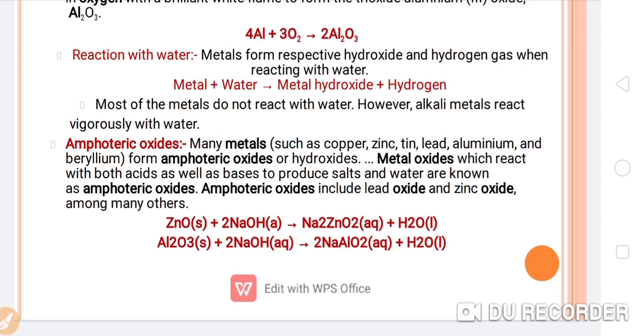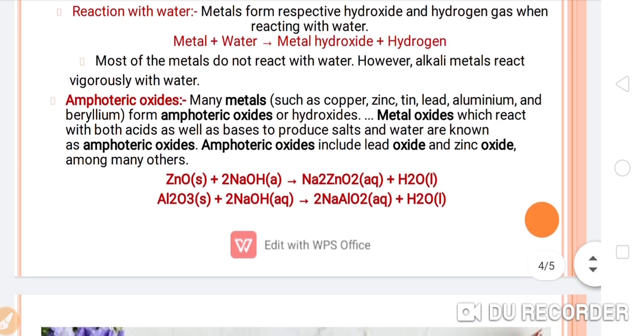Here you can see the example: zinc oxide when reacting with sodium hydroxide is converted into sodium zincate and water is formed. Similarly, when we treat aluminium oxide with the base, sodium hydroxide, it converts into sodium aluminate and water is formed.